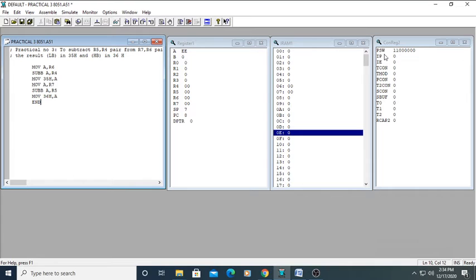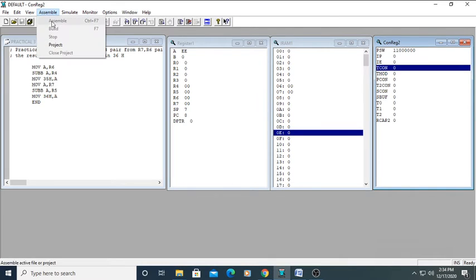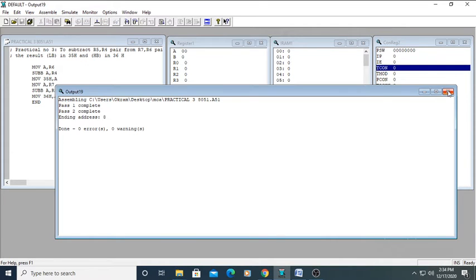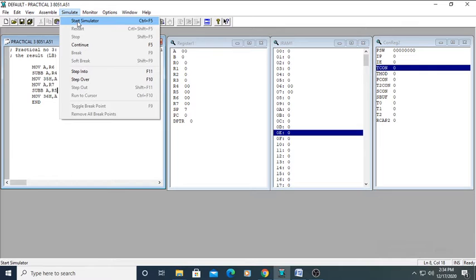we have PSW. Let's see this status. PSW is the program status word where all the bits represent something. So where carry is represented in the last one, the highest 8th bit over here. So let's assemble it. No error. Let's simulate it.